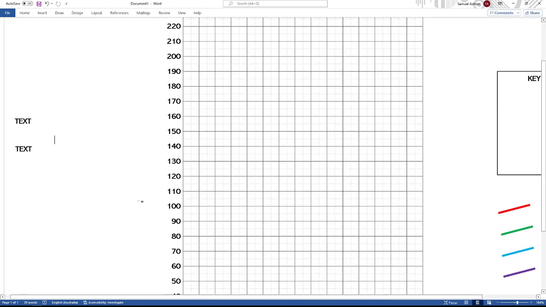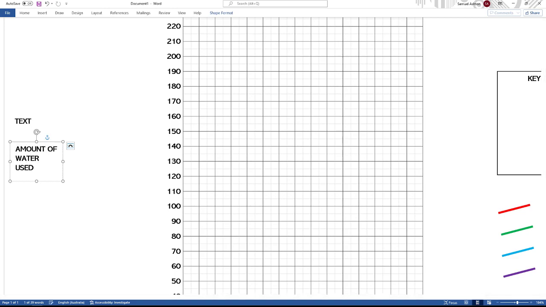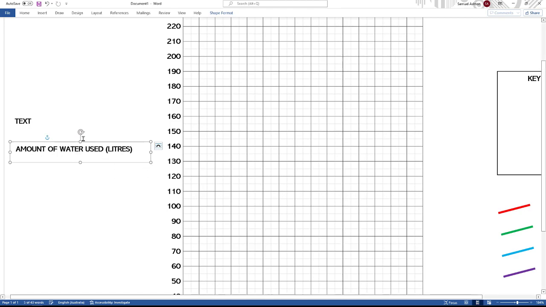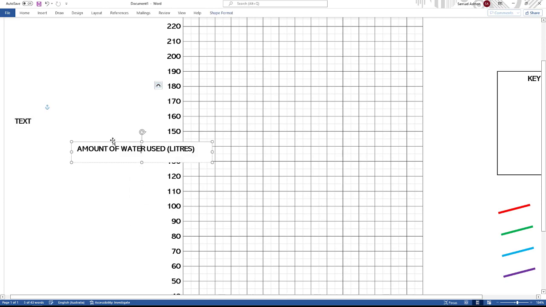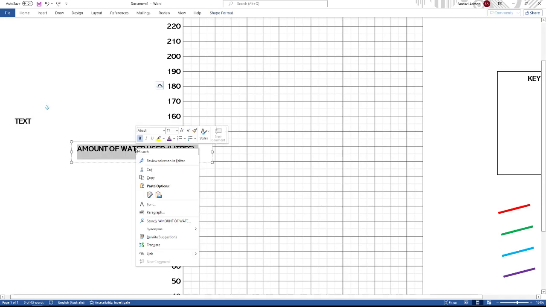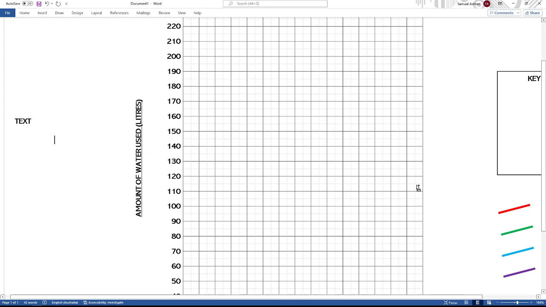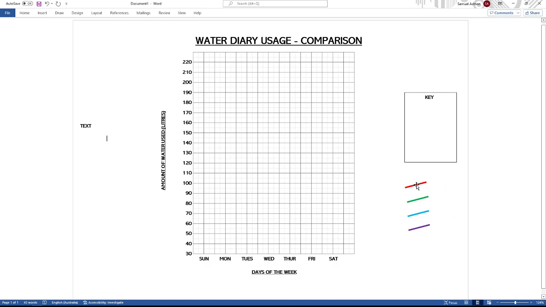Then we need to create a label for this side. So it is amount of water used and then measured in liters. So that's the important part. Bring it over here. We're going to flip it on its side. I just want to underline. There you go. Okay, so now we've got most of our tables set up. Along the bottom, we have our days of the week. Along our left hand or Y axis, we have the water used in liters. We've got our title, which is great.